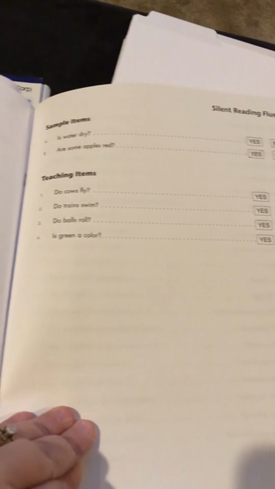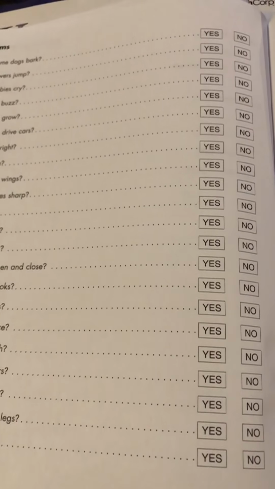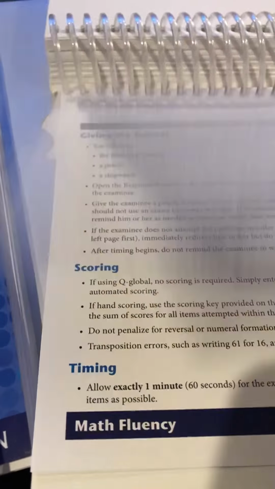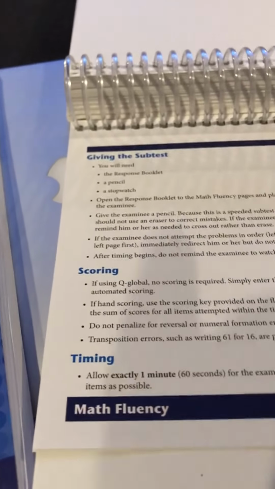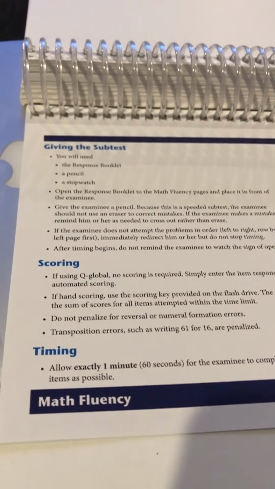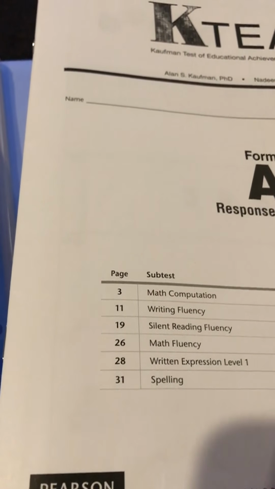Before you get there, there is your sample items and teaching items, and then here begins the test. And they're just reading the sentences and answering yes or no, okay? And again, this one is timed 2 minutes. And then the last one in this spiral is the math fluency. They get 1 minute to complete as many items as possible. This is also grades 1 through 12. And it starts on page 26.